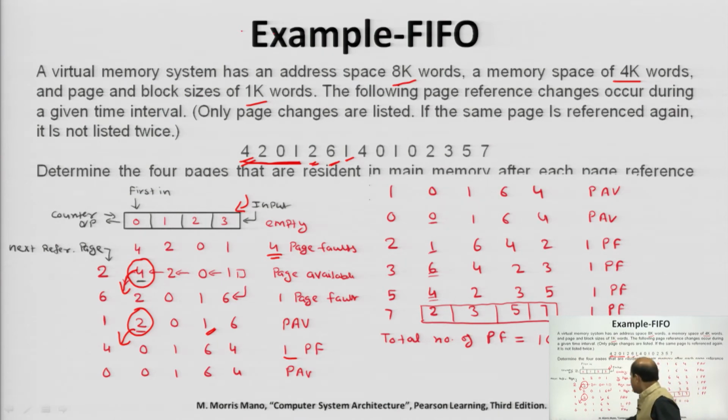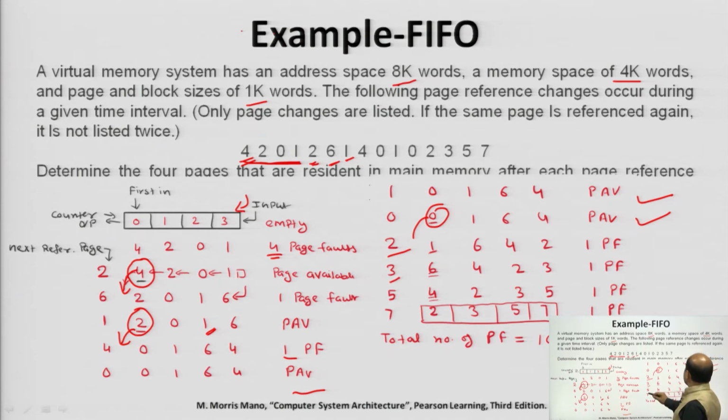Next is 0. You can see 0 is available, the page is available. Next page number which is referenced is 1, and it is available. So, we write page available for 0, then we say page is available. Now, the next page number which is referenced by the processor is 2, which is not available, so a page fault occurs. This 0 will be dropped and 2 will be entered from this location.